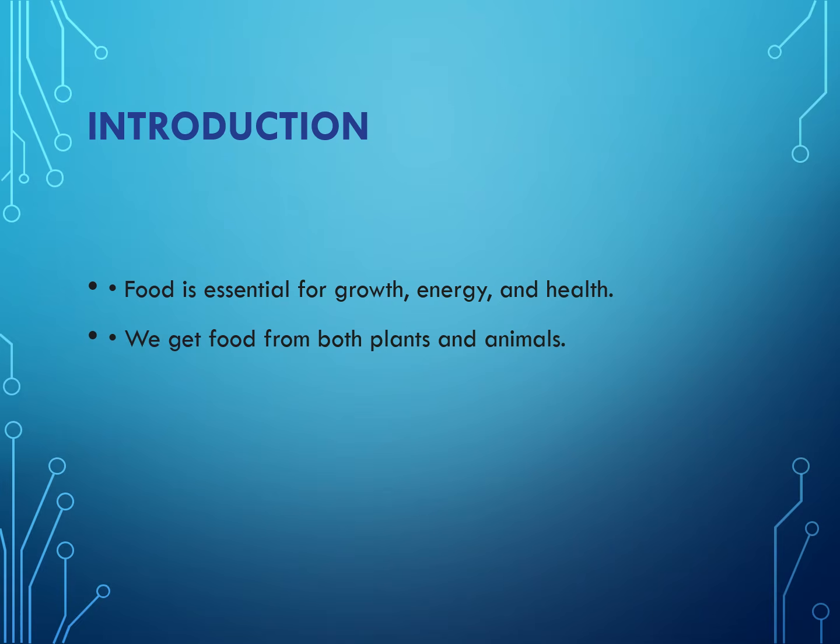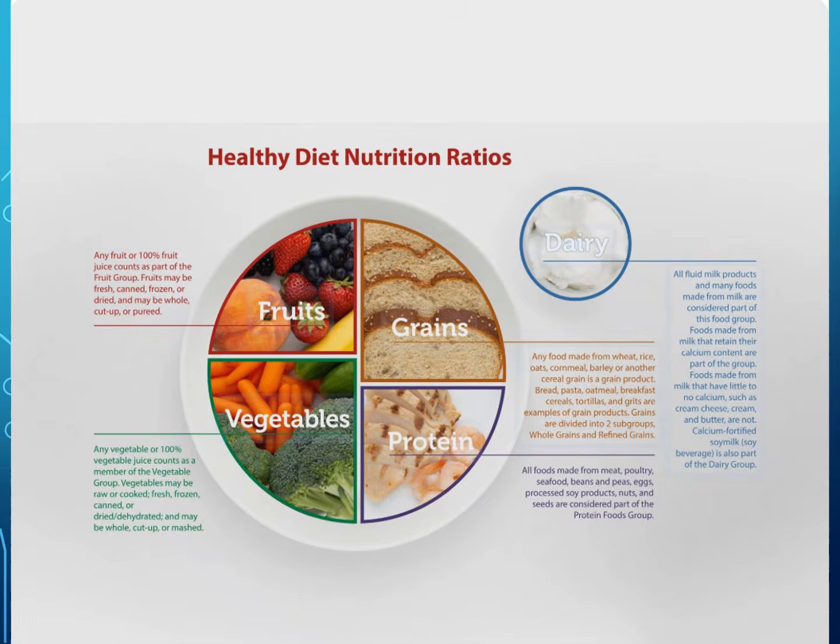Then the next topic we have to learn is where we get this food from. So the main sources of food are plants and animals. In a healthy diet, we have some fruits, grains, vegetables, and proteins. We get all of these from plants. And simultaneously, we have to eat meat, dairy products, and eggs, and we get all of these from animals. So this combined nutritious food is required every day in a specific quantity.